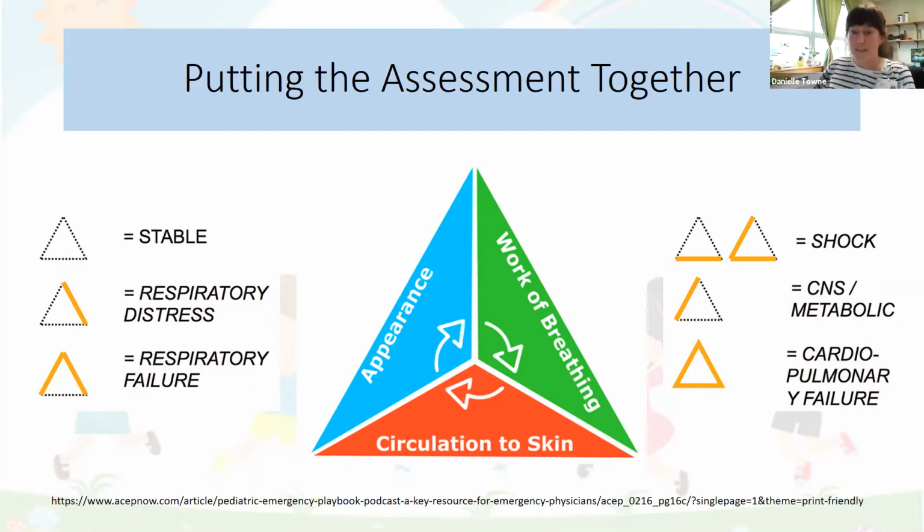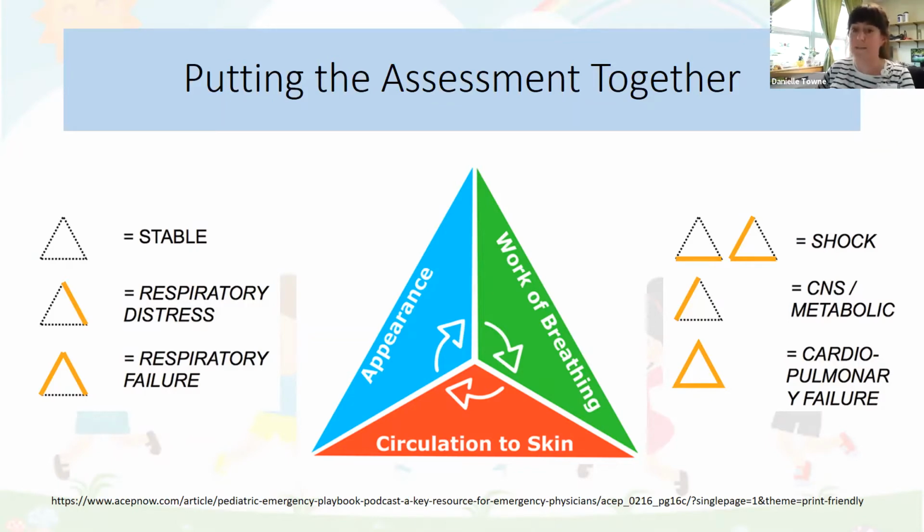So for example, if your child is normal in all of the categories, they're stable, and then you can just continue doing your full assessment and basic patient care. So you're like, great, my appearance, my work of breathing, my circulation, all of it's good, I can move forward. If they have positive symptoms in, say, their work of breathing category, but then they're normal in the other two, then that tells us, okay, they might be in some form of respiratory distress. We need to assess it further, and we might have to start some interventions, but it has not further progressed.